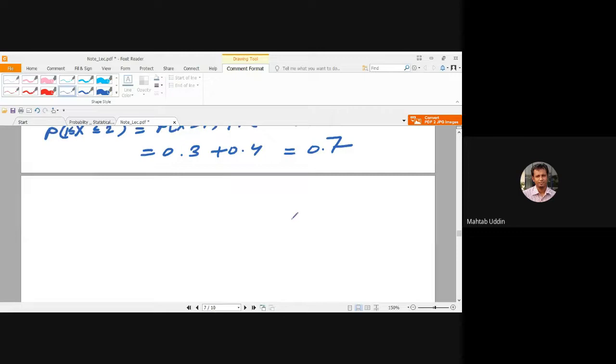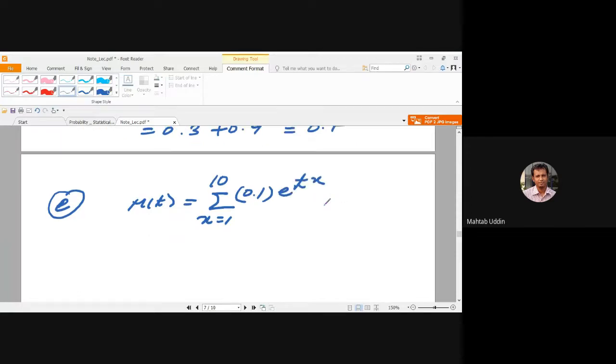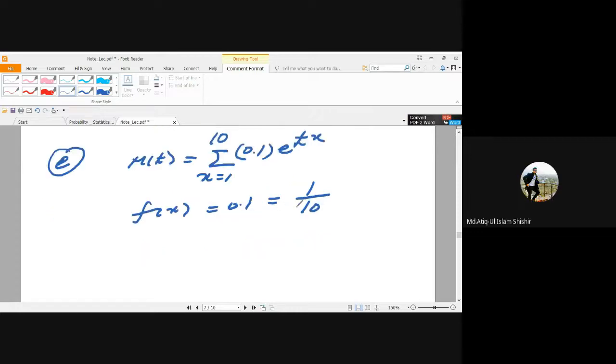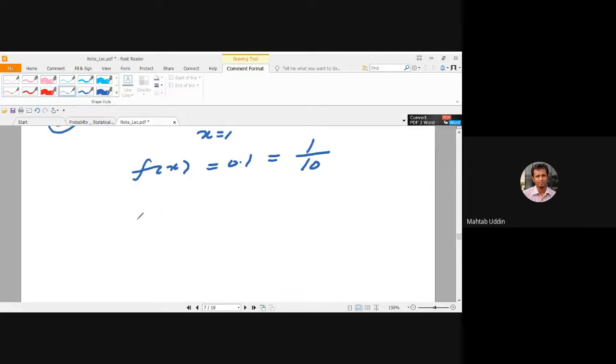Now the last part and the last math of this chapter, E. The MGF is given as sum over x equal to 1 to 10 of 0.1 e to the power tx. So you can see f(x) is 0.1, that is 1 by 10. This is uniform distribution. Because in a uniform distribution, for all x you will get the same probability.